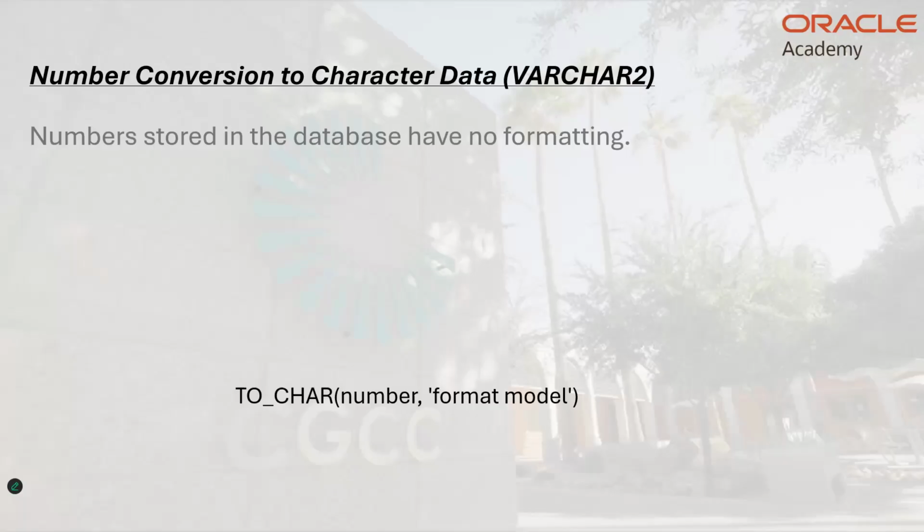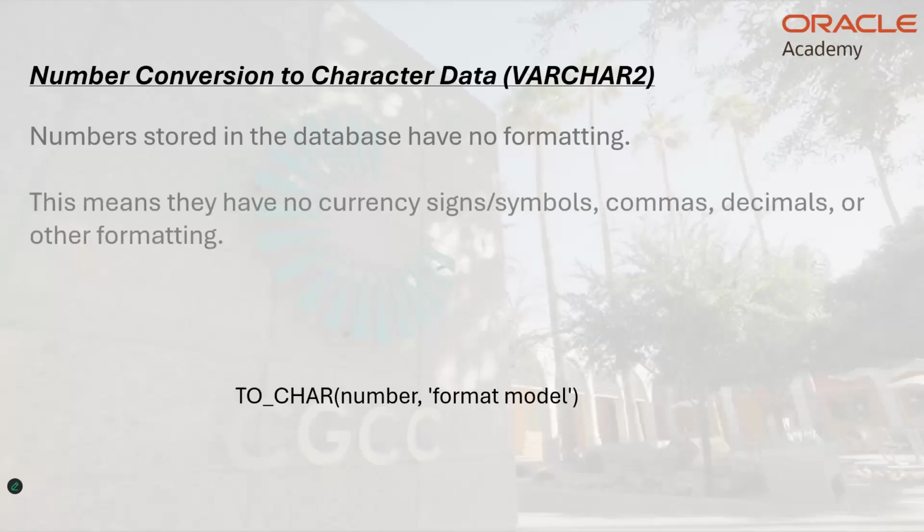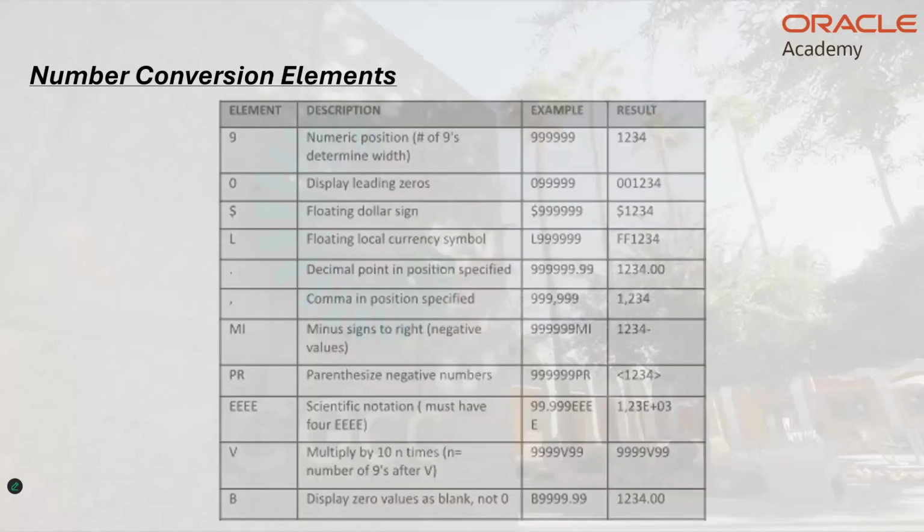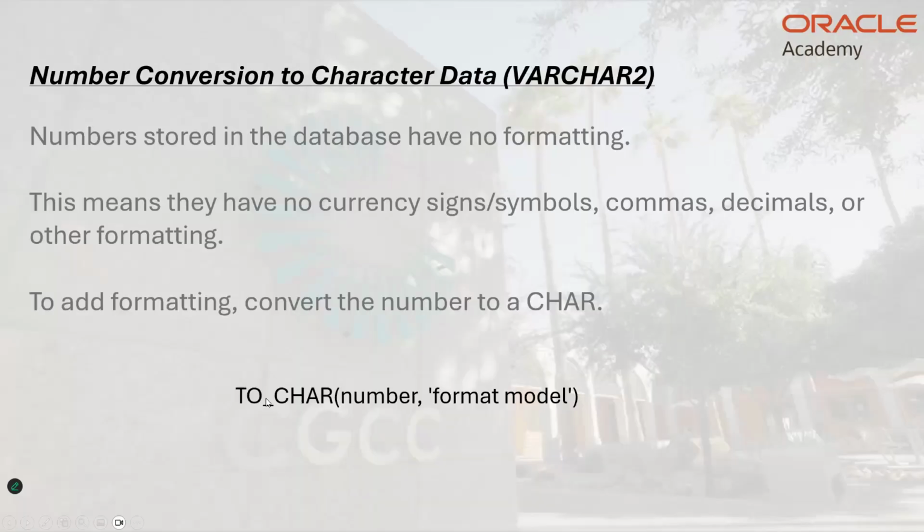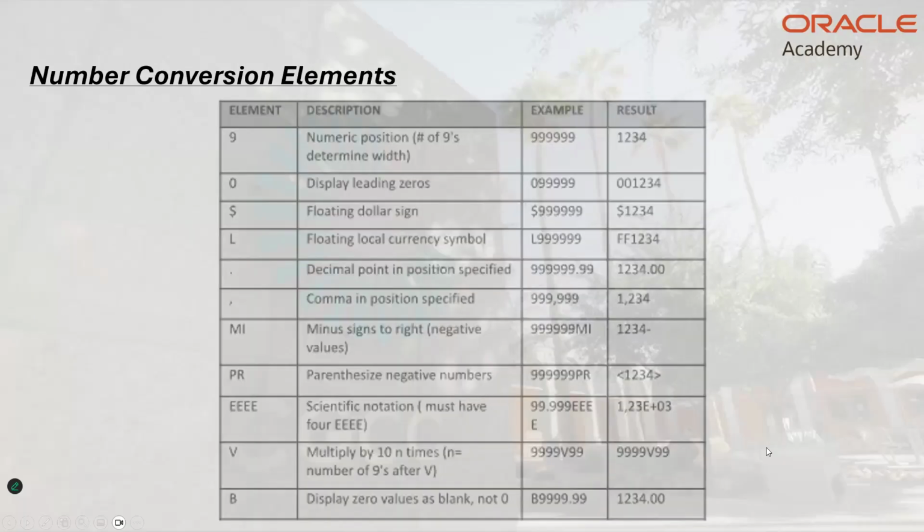So remember that numbers stored in the database have no formatting. This means that they have no currency signs, no symbols, no commas, nothing. So we want to add formatting by converting it with TO_CHAR, so TO_CHAR number and then whatever your format model is, just the same as the date. And here are some of the elements that you can use.